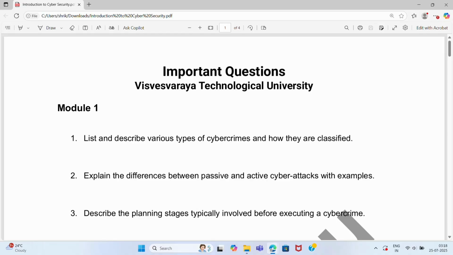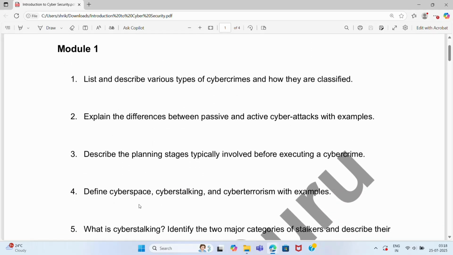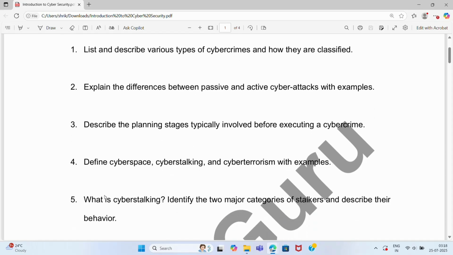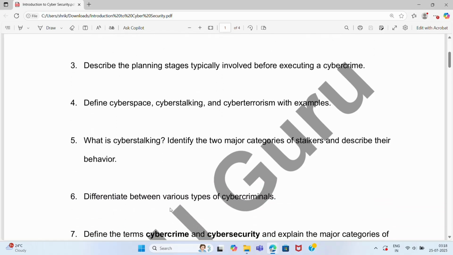Explain the difference between passive and active cyber attacks with examples. Describe the planning stages typically involved before executing a cybercrime. Define cyberspace, cyber stalking, and cyber terrorism with examples. What is cyber stalking? Identify the two major categories of stalkers and describe their behavior.